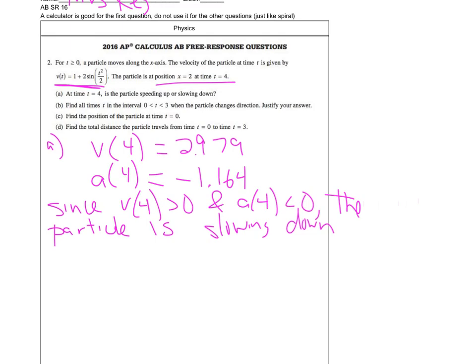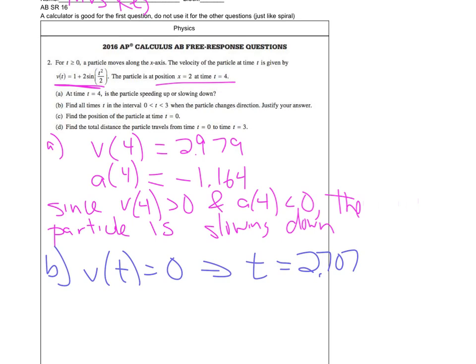Okay. Find all times when the particle changes direction. So let's set v of t equal to 0. When you do that, you can use your calculator for that. I would actually put y2 as 0 and then find where they intersect. But you could also, if you wanted to, find the zeros of the function using the zero function on your calculator. But you'll find that t is approximately 2.707.